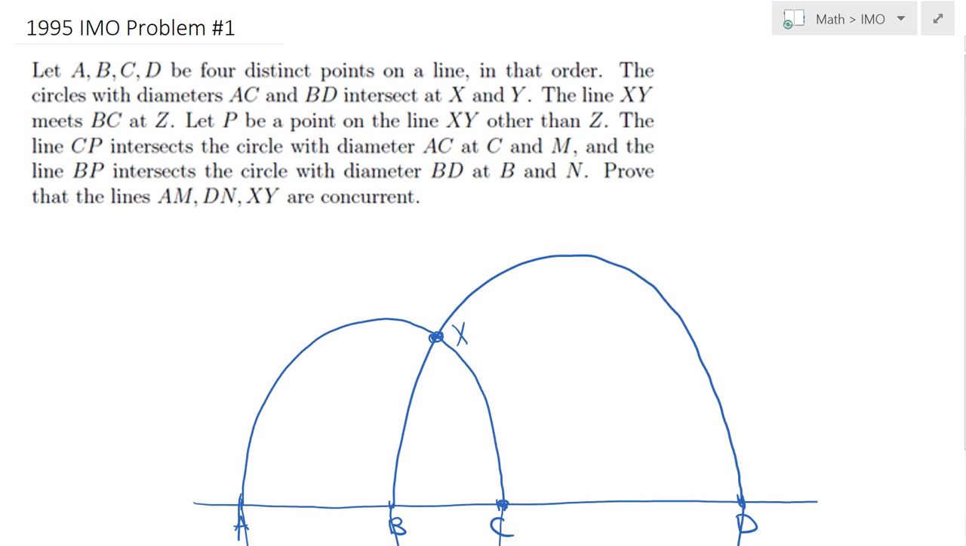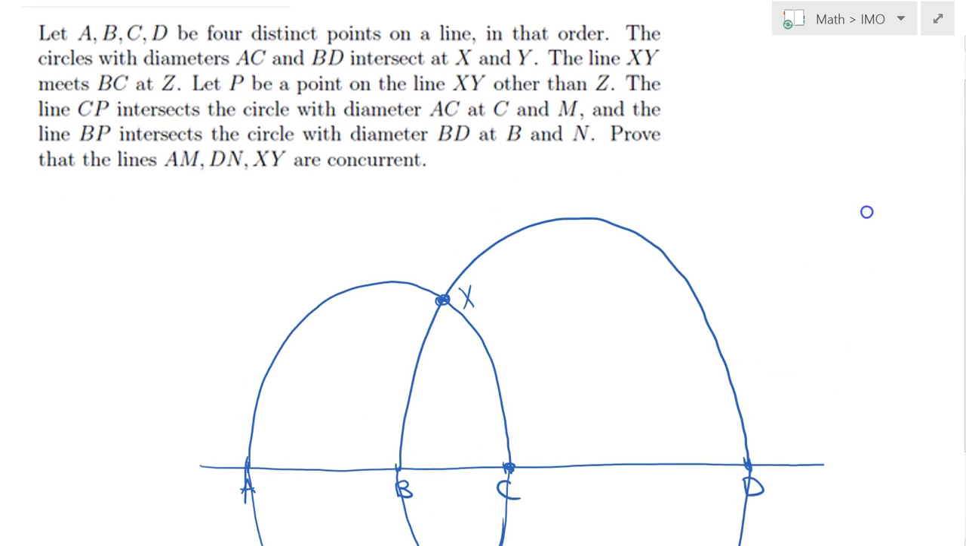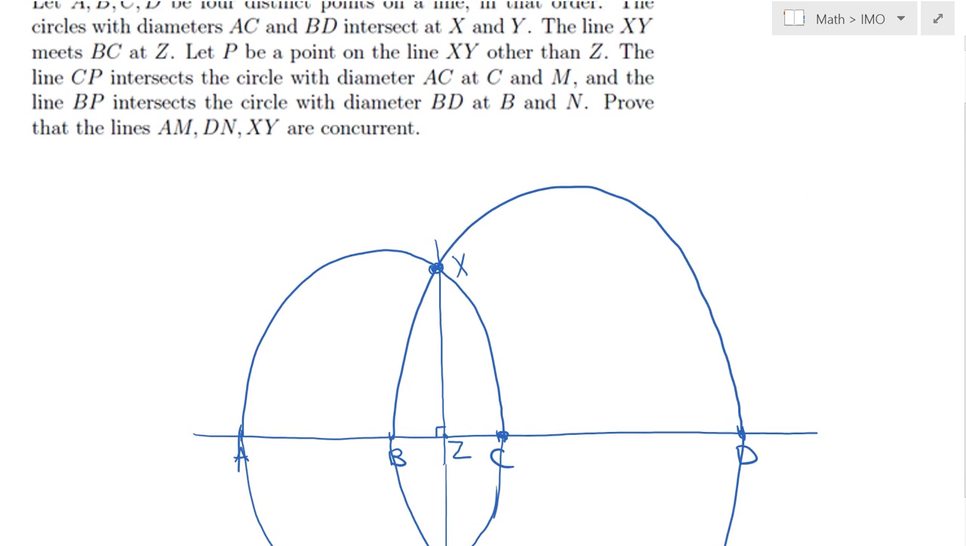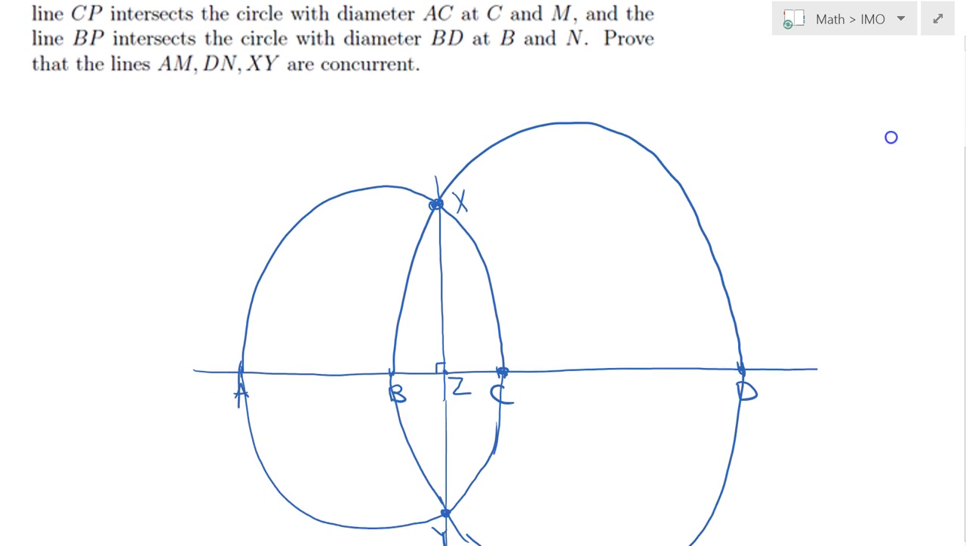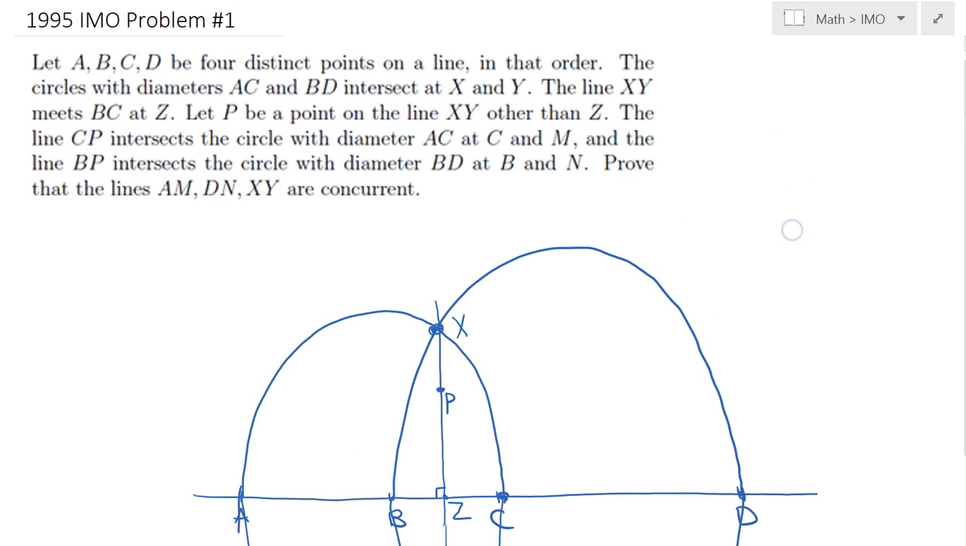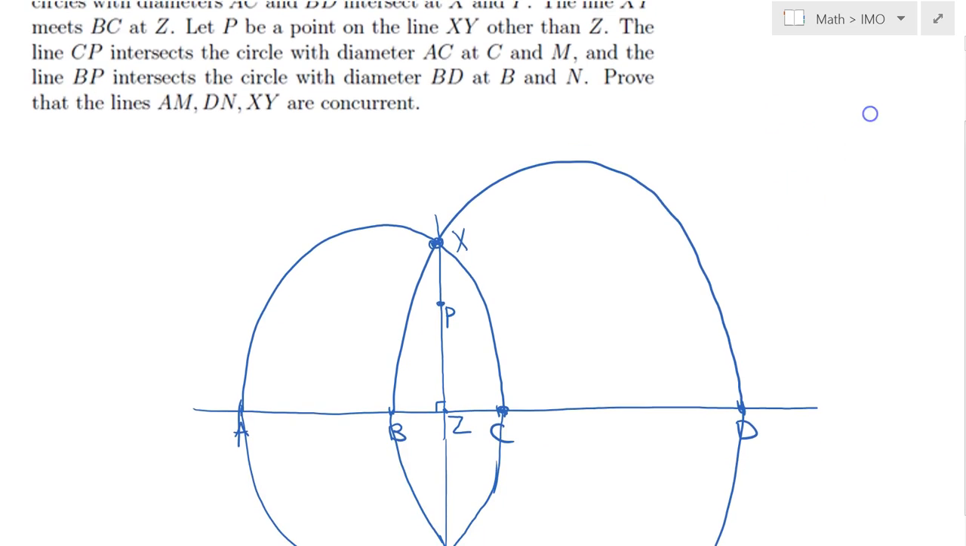Okay, and the line XY would meet BC at Z. So let's go ahead and draw that line as well. So we know that this line, which happens to be the radical axis of these two circles, right, would be a 90-degree angle, and the point of intersection is Z. P is a point on XY other than Z. So anywhere on this line segment, let's assume it is somewhere here. That's my point P.